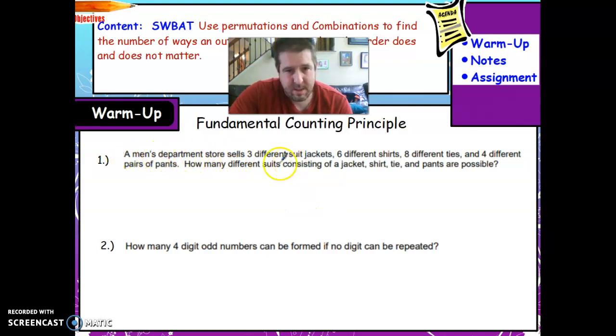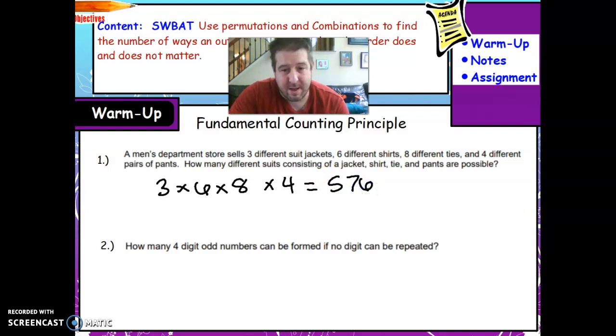For example, in this first question, a men's department store is going to sell 3 different types of jackets, and then you multiply by 6 different shirts, 8 different ties, and 4 different pairs of pants. If you multiply all of those by each other, you get 576 possible combinations, which is a lot.